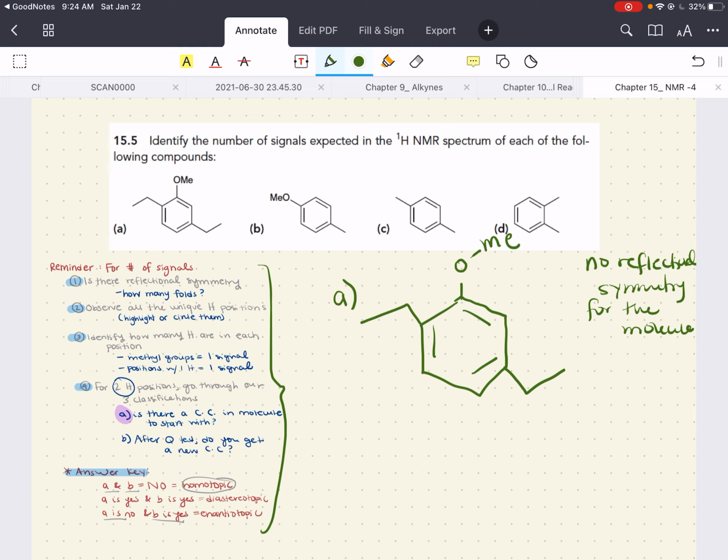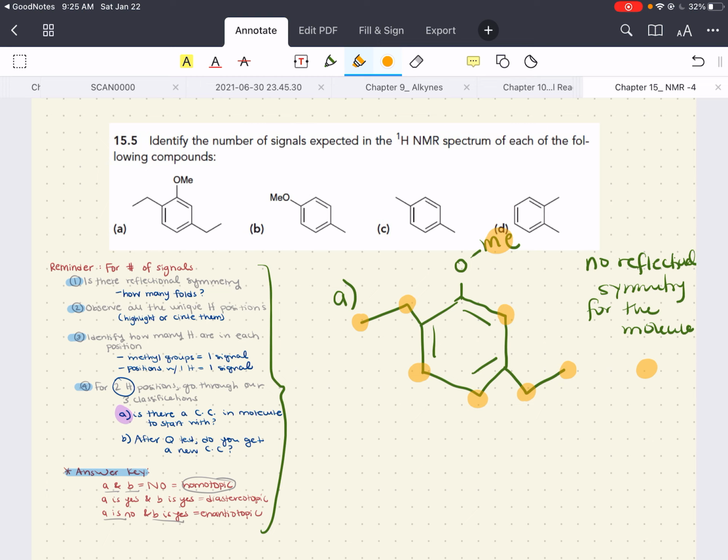positions. All right, so anywhere that there's hydrogens, we're going to highlight it in orange. That's our second step. There's hydrogens here. There's a hydrogen right here. There's a hydrogen in this methyl group. There's hydrogens over here, here, and here. Fantastic. So we've observed all the hydrogen positions. We highlighted all of them.